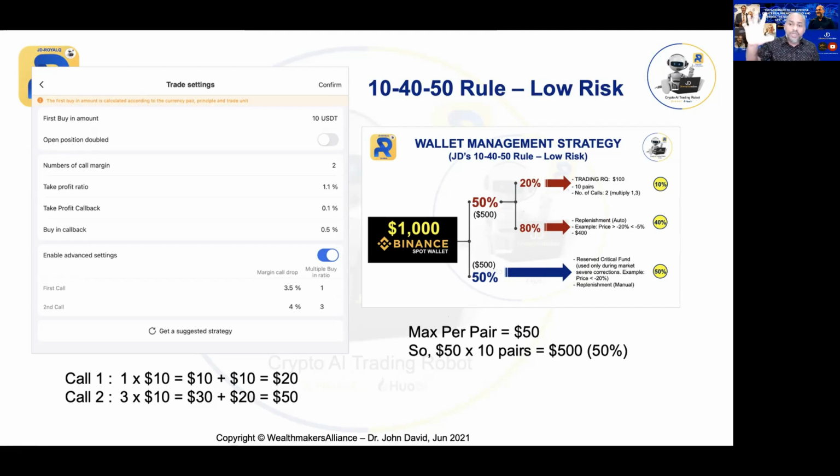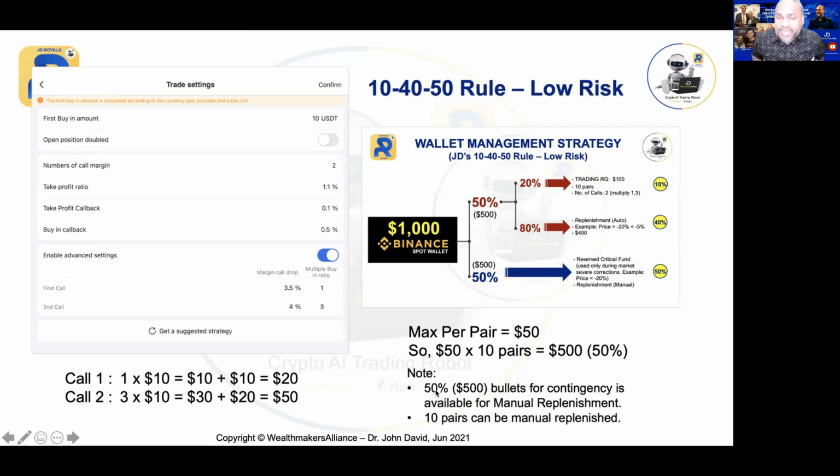Now, if you use $100, please don't go for 10 pairs. If you use $100, you can only go for 1 or 2 pairs. Please understand that. So the ratio is different. If I use, let's say, $10,000, then the number of pairs can be different. So now note, the other 50%, which is 500 bullets for contingency, is available for manual replenishment.